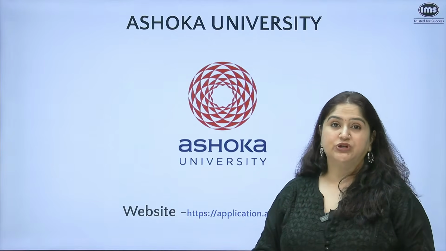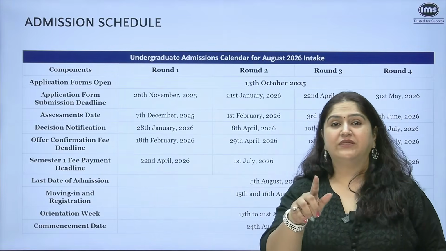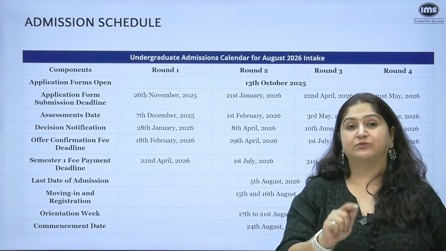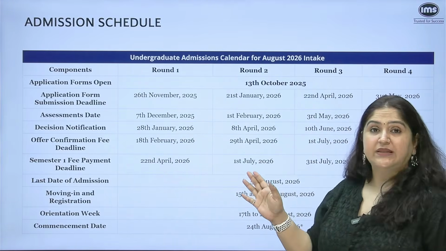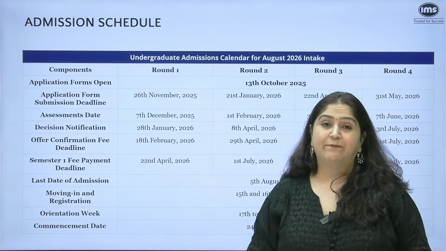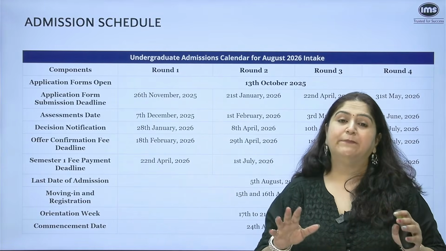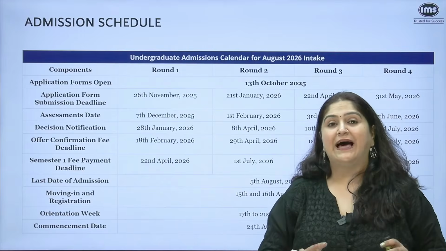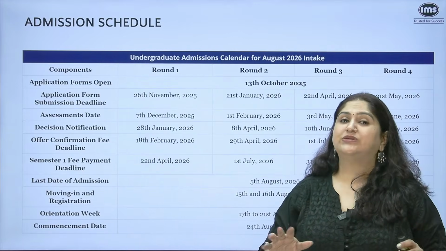For you to apply, you will have to go on their website. But before you go on the website, first thing you check is their admission schedule, which is basically their timeline. As you can see, there are going to be 4 rounds. This time there is a major change: the assessment will not be done online. It will be a proctored mode where everyone will be allocated centers, and you will have to go to the center to take the test.